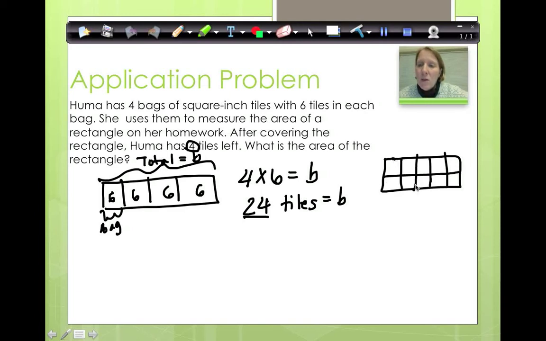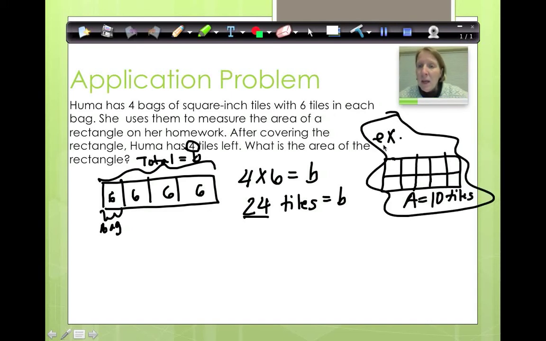Now when I want to know the area, like for instance, this is just an example. If I wanted to know the area of this, I could just count every single tile. 1, 2, 3, 4, 5, 6, 7, 8, 9, 10, right? This has an area of 10 tiles. Now if they were 1-inch tiles, I would say 10 square inches. Okay, but I don't happen to know what those are at this time on this little example. Remember, it's just an example.